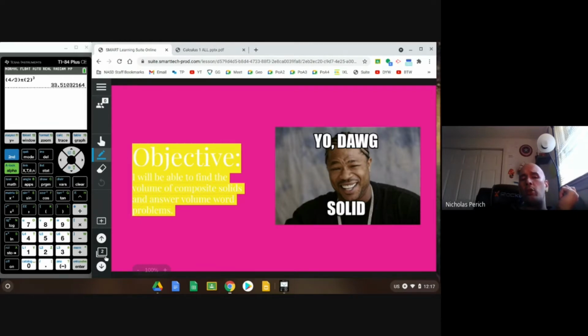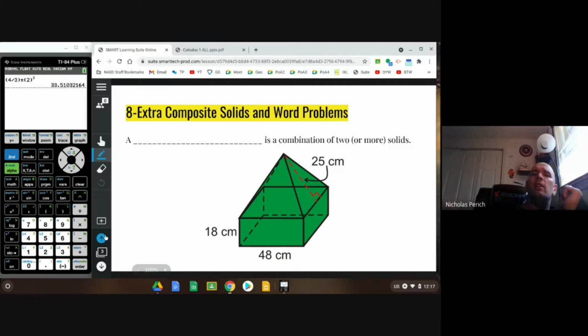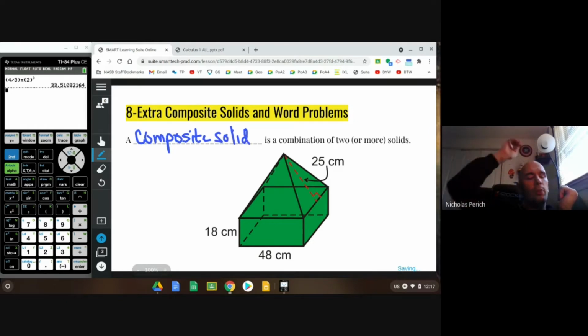A composite solid, also known as a compound solid, is a combination of 2 or more solids. Two solids glued together, or maybe there's a solid with a chunk missing from it, and the chunk missing from it is like a cone or something like that. A composite solid is a combination of 2 or more solids.